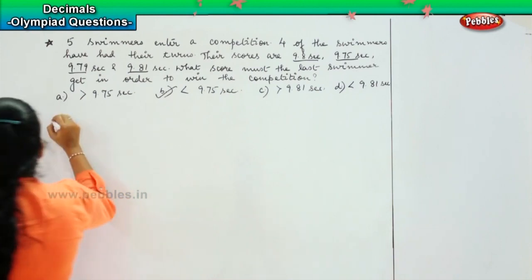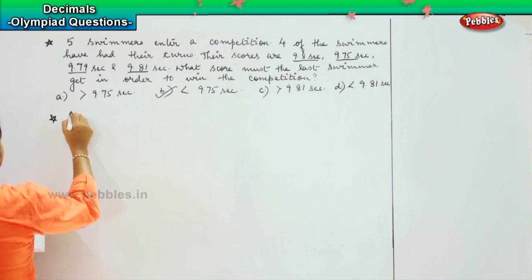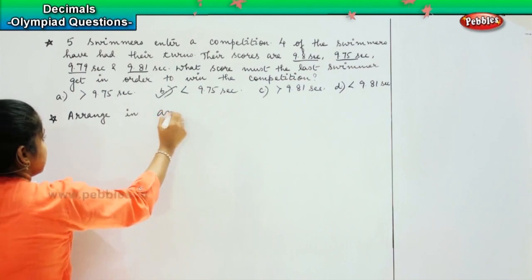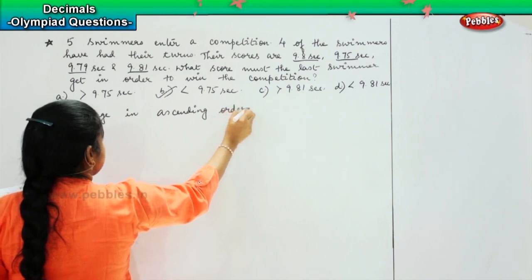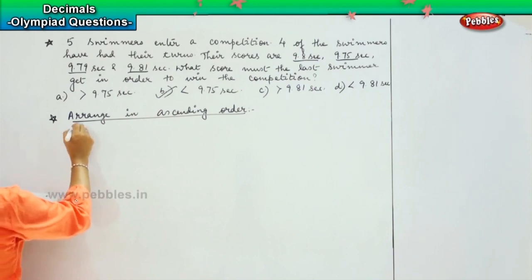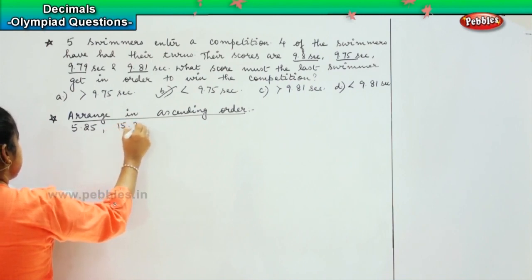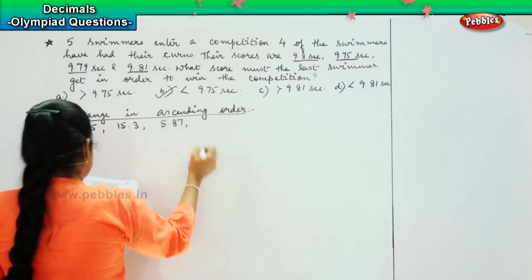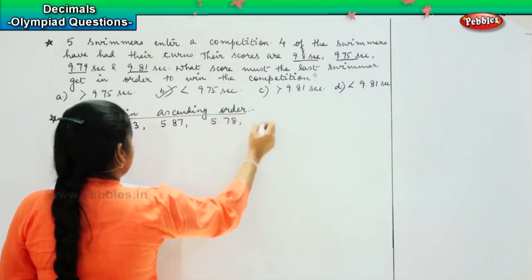Okay. So, the next question is, arrange in the ascending order. And the question is 5.25, 15.3, 5.87, 5.78, and 5.2.